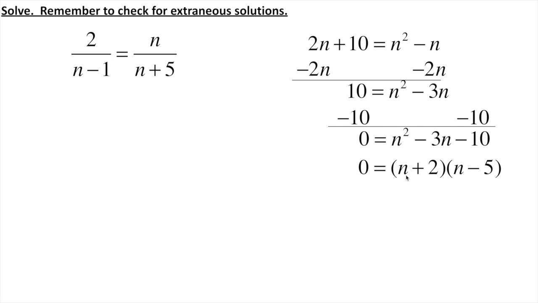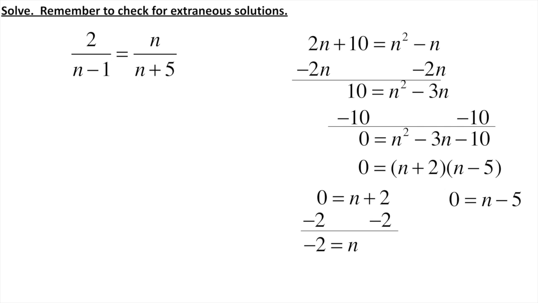Now that I've got this, I'm going to set each one of these equal to 0. I'm going to go n plus 2 equals 0, as well as n minus 5 equals 0. Now I'm just going to solve each one of them. I subtract 2 from both sides. I find out that n equals negative 2. On the n minus 5 one, I'm going to add 5 to both sides. I find out that n equals 5.